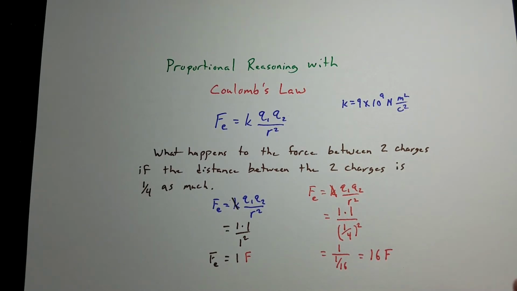And so the force should be 16 times greater than it started off originally. Let's look at some more examples. But remember, our baseline, if we get rid of K and change all the charges and the distance to 1, just gives us 1. So we're going to use that as a comparison point.